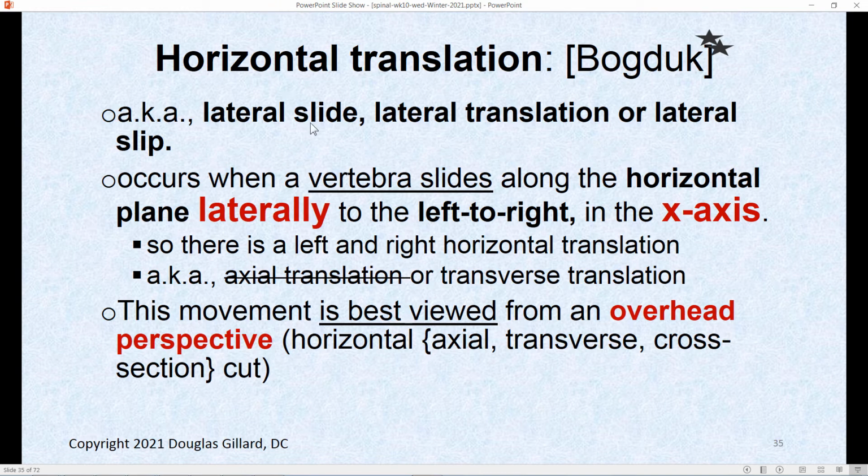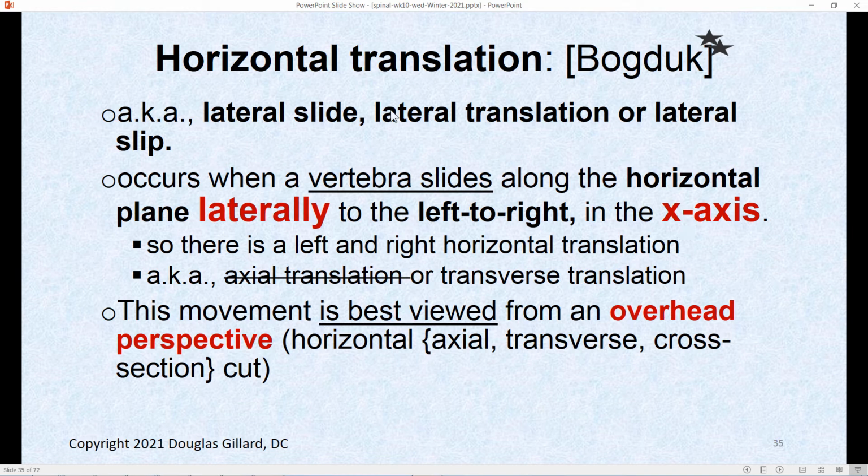So in an overhead view, horizontal translation is observed. It's called lateral slide or lateral translation or lateral slip. In practice, you tend to tell the patient, oh, you got some lateral slip here. And that's when a vertebra slides along the horizontal plane laterally, either to the left or to the right. So we're talking about the z-axis.